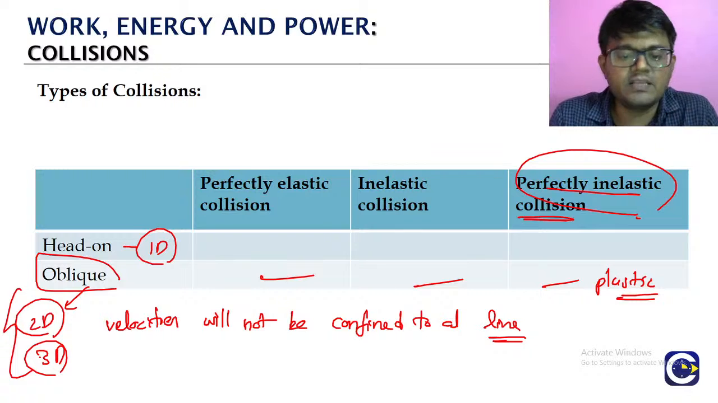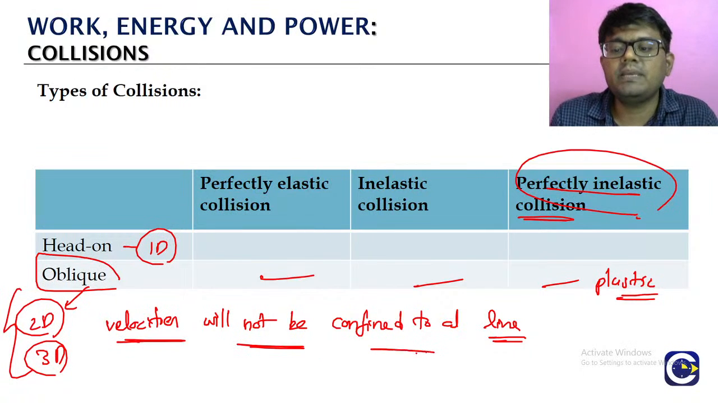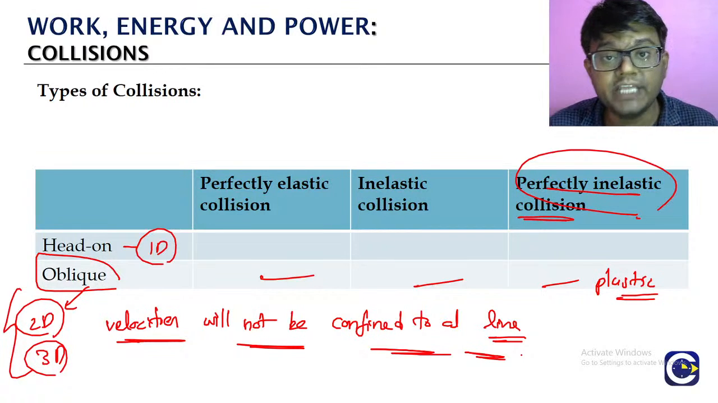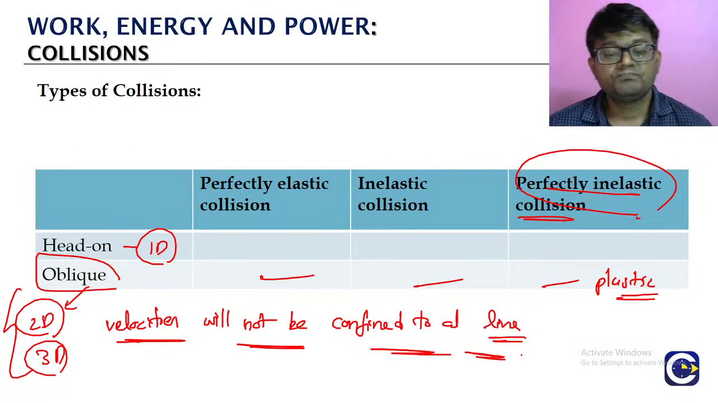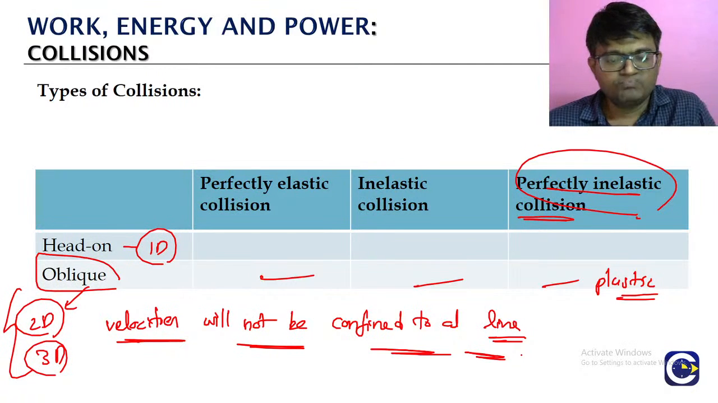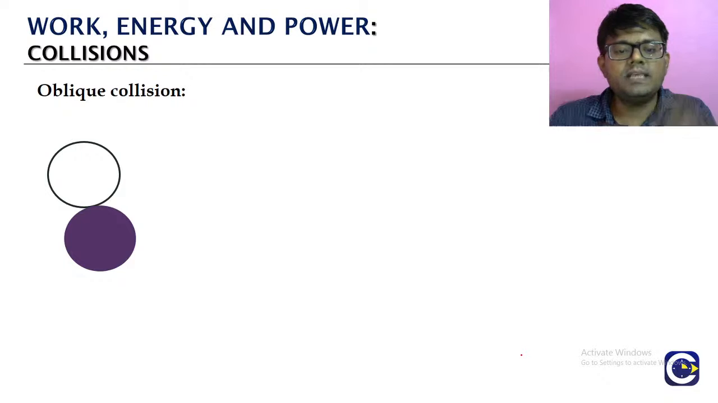The main thing is that the velocities will not be confined to a single straight line. That is the most important thing about the oblique collision. Now we will see why we call it an oblique collision. Let us look at the basics of the oblique collision.